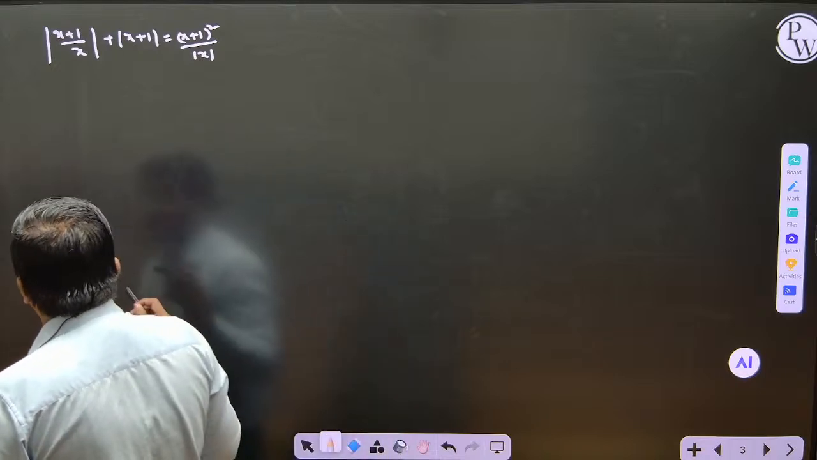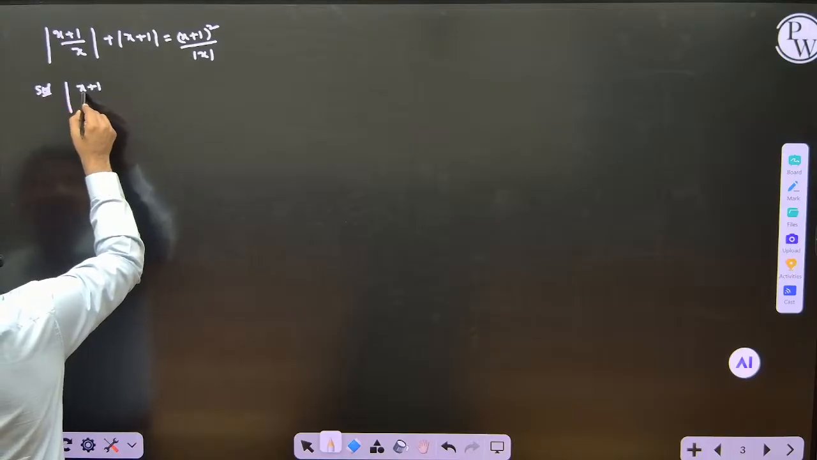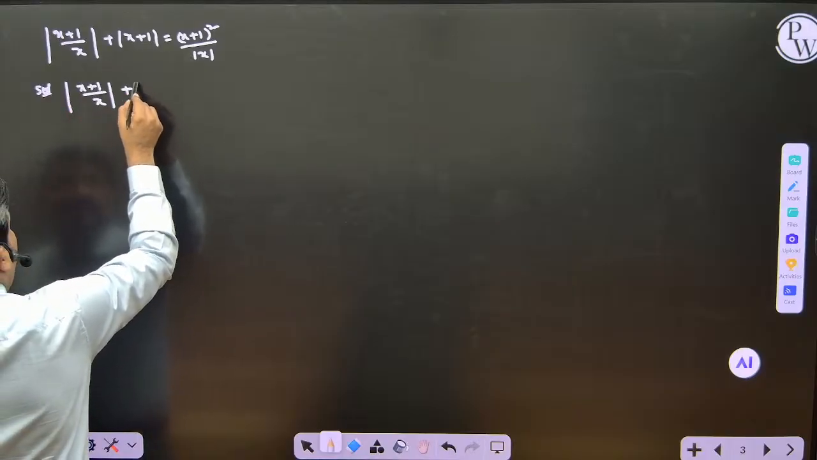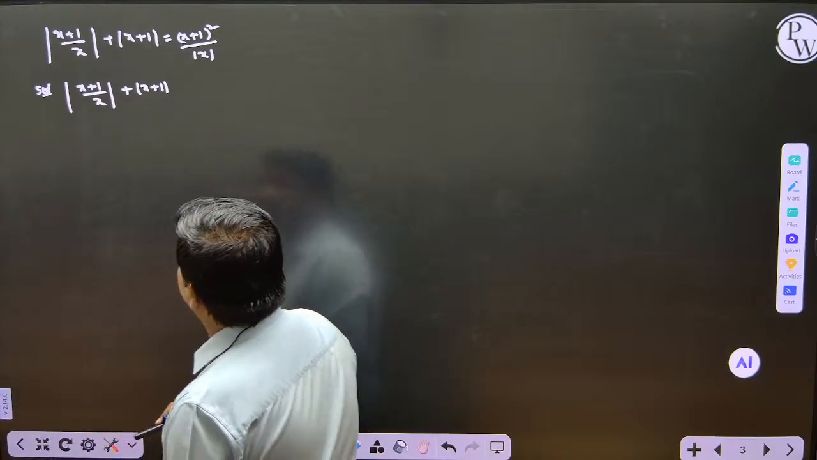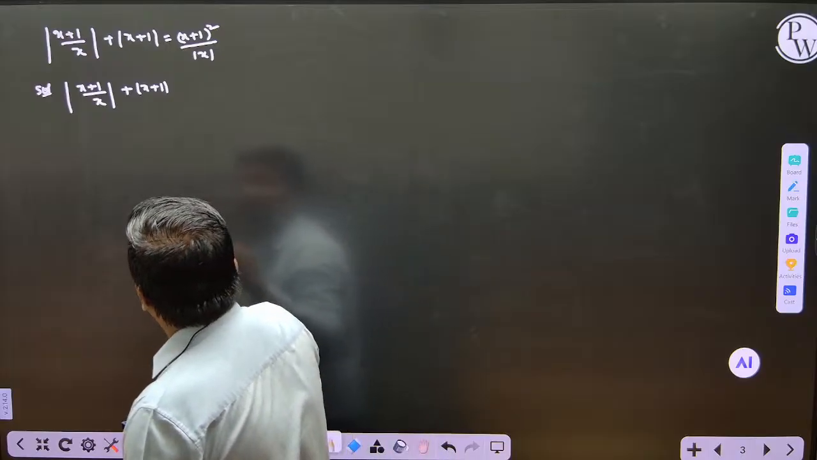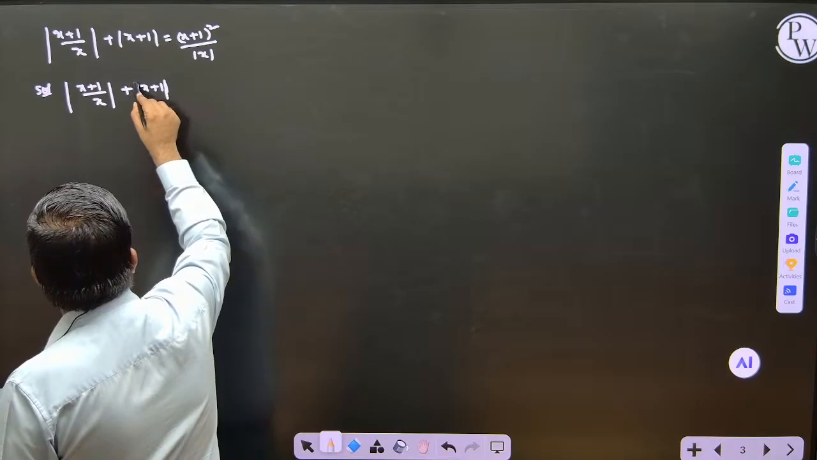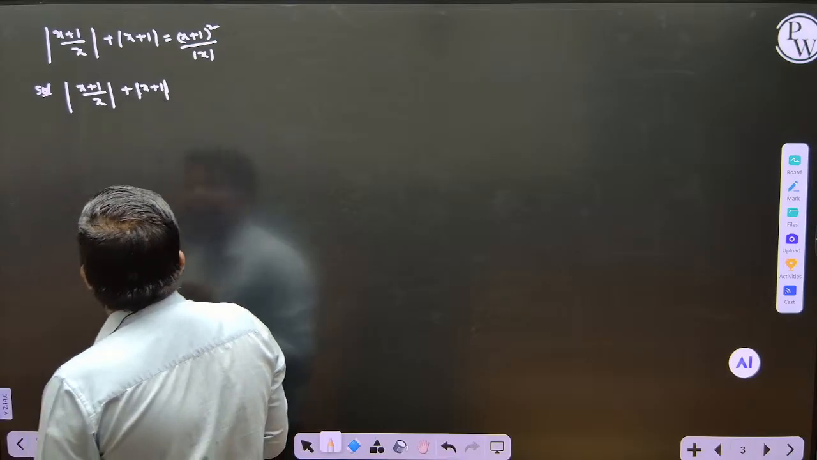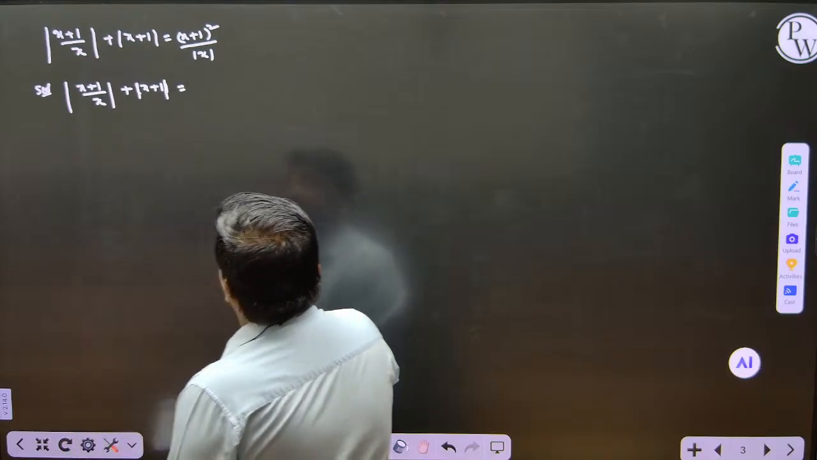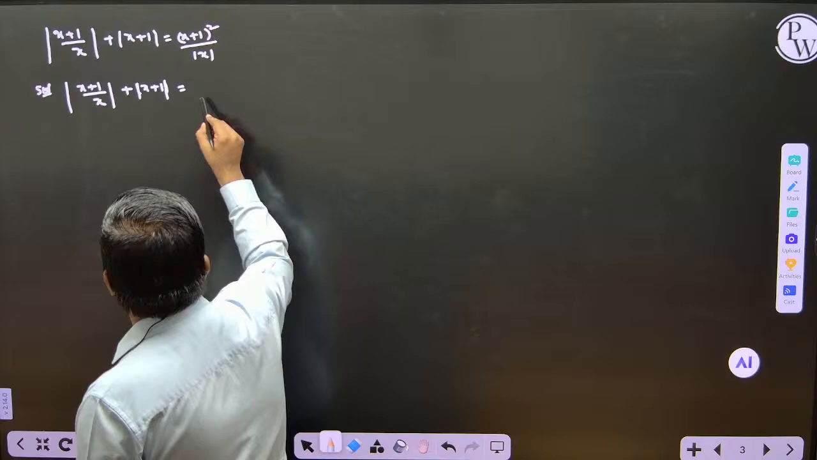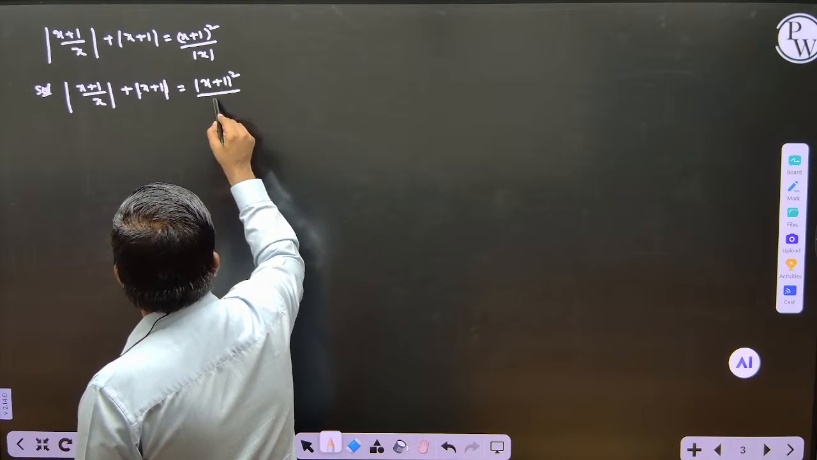So the solution of this question: modulus of x plus 1 by x plus modulus of x plus 1. Now try to write this as what? I can try to write it this way: x plus 1 whole square by mod x. Can I write it as mod x plus 1 whole square by mod x?